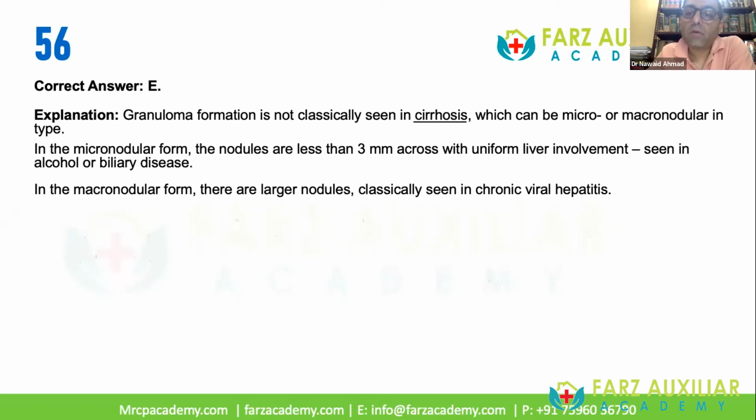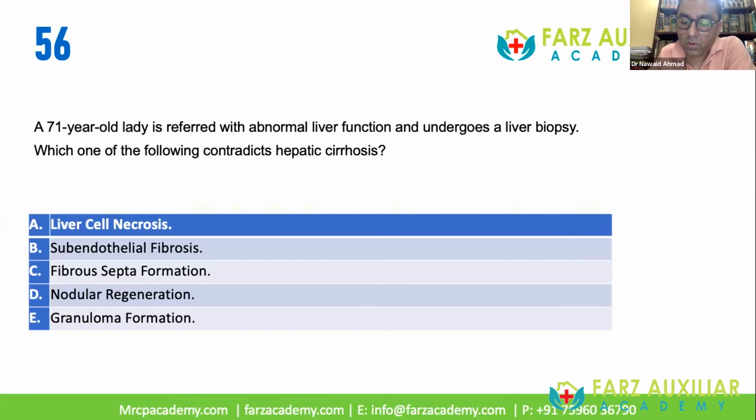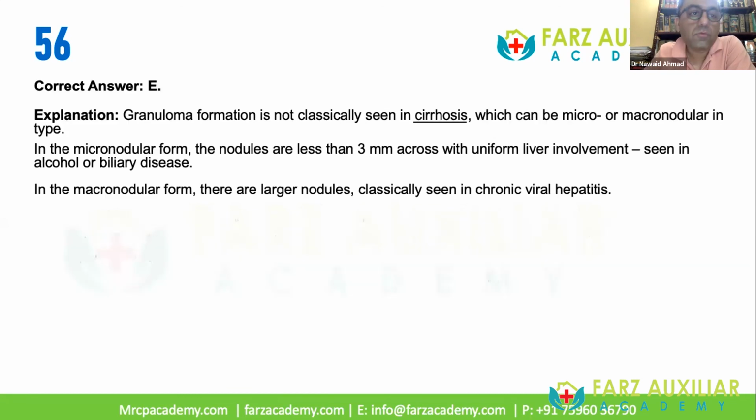You can have micronodular or macronodular types. In the micronodular form, the nodules are less than 3 millimeters. In the macronodular form, there are larger nodules, which are classically seen in chronic viral hepatitis. So viral hepatitis or cirrhosis can be micronodular or macronodular. But granuloma is something that is not seen in liver cirrhosis.